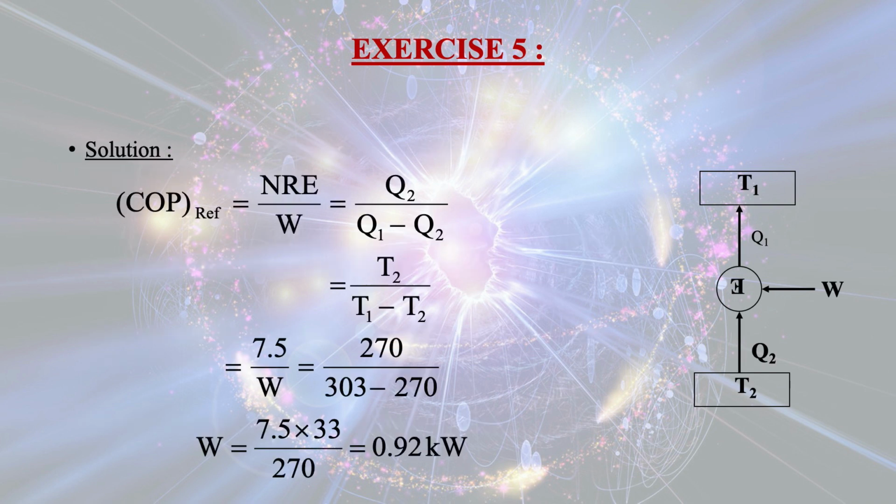So COP of a refrigerator is equal to net refrigerating effect divided by W, that is equal to Q2 divided by Q1 minus Q2, that is equal to T2 divided by T1 minus T2, that is equal to 7.5 divided by W, and T1 and T2 are known. So from these expressions you can easily calculate W, that comes out to be 0.92 kilowatt.